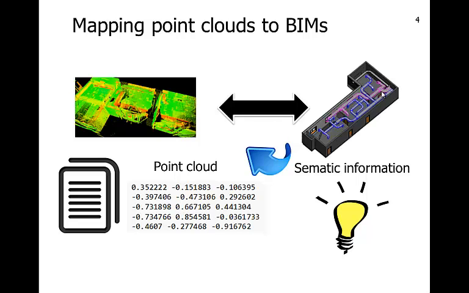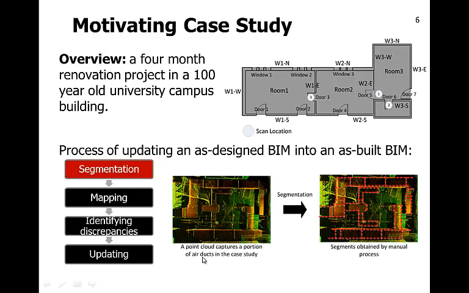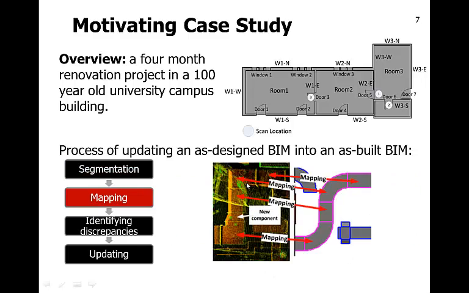In this section, I will briefly talk about the motivating case study, in which I updated the as-designed BIM of a newly renovated research lab into the as-built BIM based on point cloud data. The process of updating an as-designed BIM can be divided into 4 steps. The first step is to segment the point cloud into segments. In the second step, we map the segments of the point cloud to the components modeled in the BIM. Due to discrepancies between the as-designed BIM and the actual building condition, the mappings between the BIM and the point cloud are not exactly one-to-one mappings.